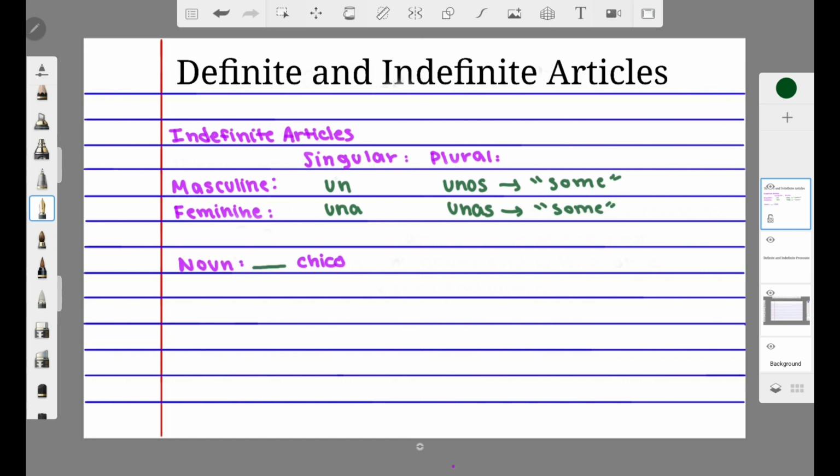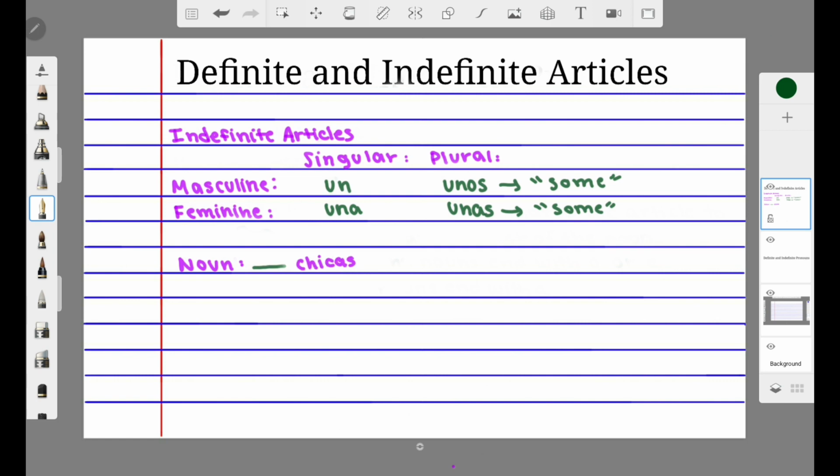If we're working with the noun chico, we can see that this O at the end signifies a masculine noun, and there is no S, so therefore it is a singular noun. Then we'll choose this one, so it would be un chico. So "a boy" is un chico.